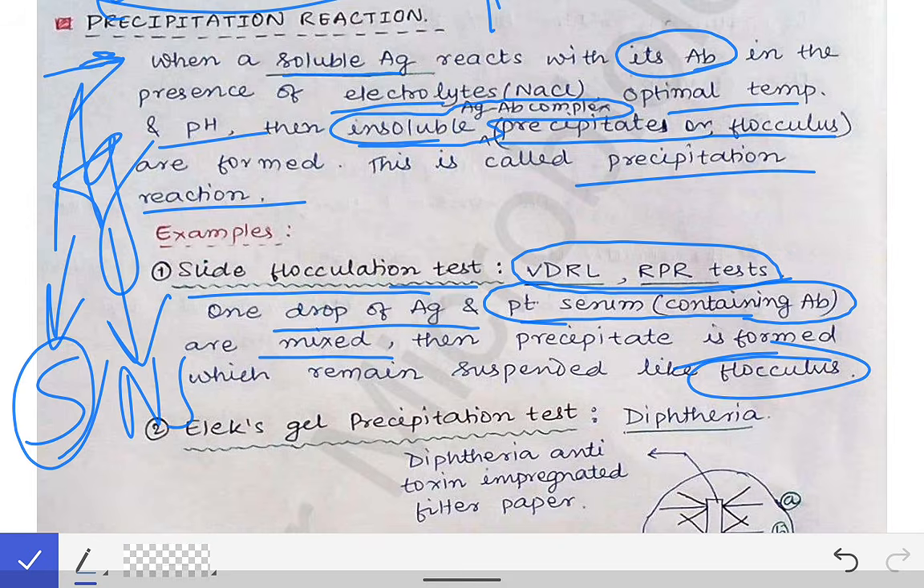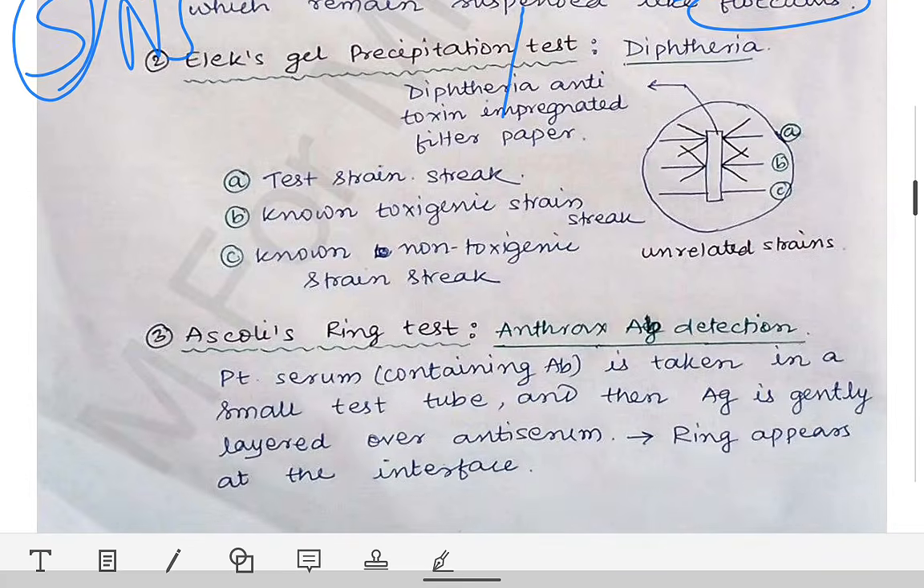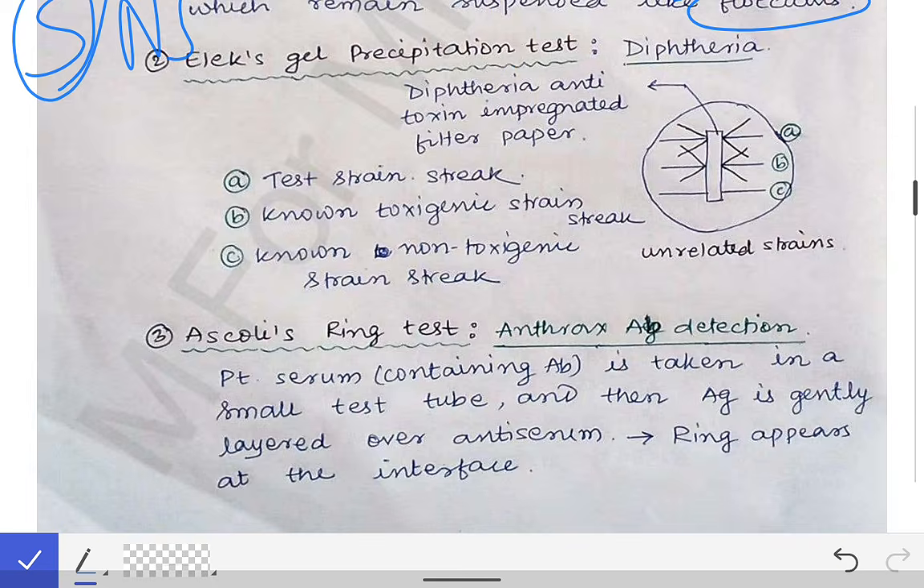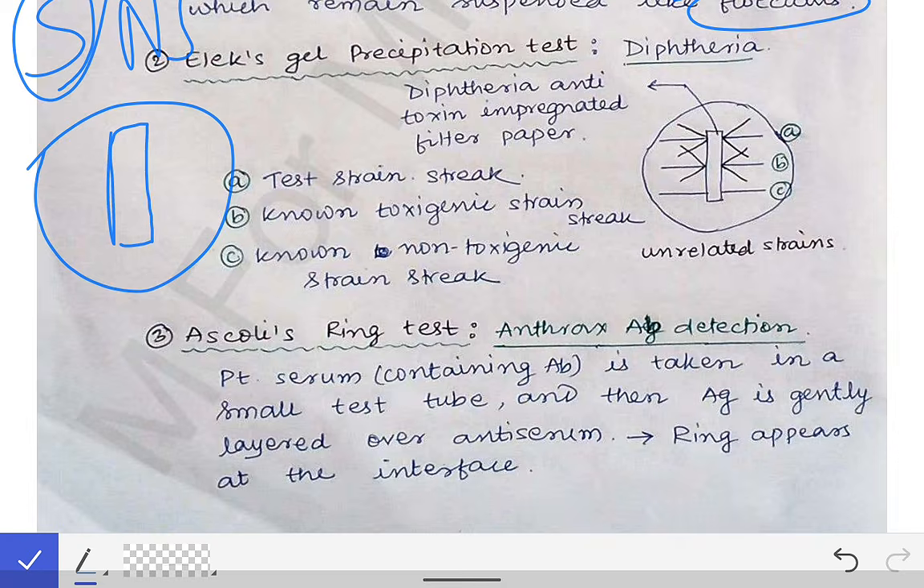So that's why it comes under the precipitation reaction, and hence it acts as an example for the precipitation reaction. The next example we have for the precipitation reaction is the Elek gel precipitation test that I have described in the diphtheria lecture. What we do in the Elek gel precipitation test is that we have a culture media. We take a strip which is impregnated with the diphtheria antitoxin, so that the antitoxin is spreading from this strip throughout the culture media. So the antitoxin is spreading out of the impregnated filter paper.